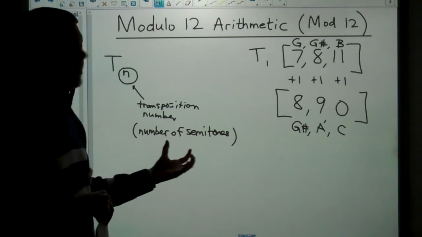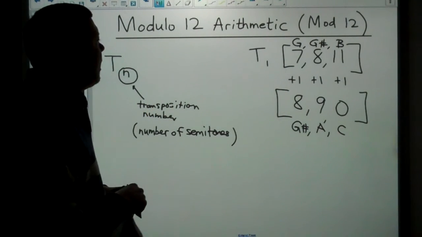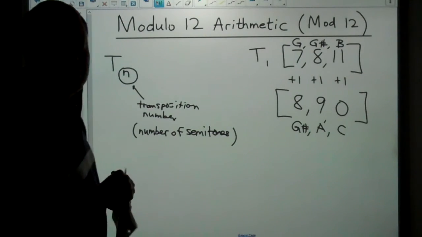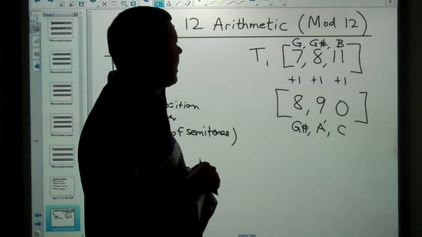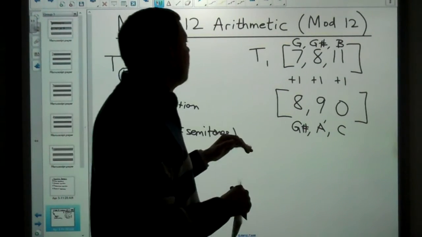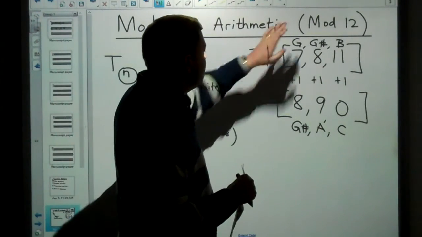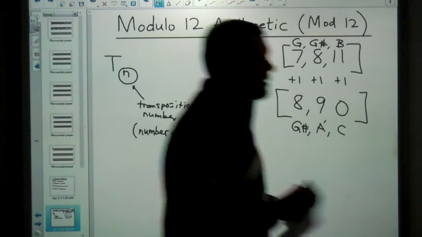What does this tell us practically with actual music? Let's take a look at an example in your book. Remember the pitch class sets 7, 8, 11 and 8, 9, 0, or if you want to remember the pitch letter names, G, G sharp, B and G sharp, A, C.